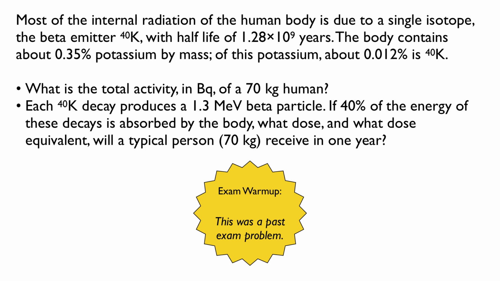Now, a lot of the radiation that you're exposed to, you actually give yourself because of radioactive isotopes in your body. And a lot of it is due to potassium-40. Okay, and we're going to do a little calculation to say, of the radiation dose you get, how much do you give yourself from the potassium-40? And this particular calculation was something that was on a past test problem, so it's kind of a warm-up for that.